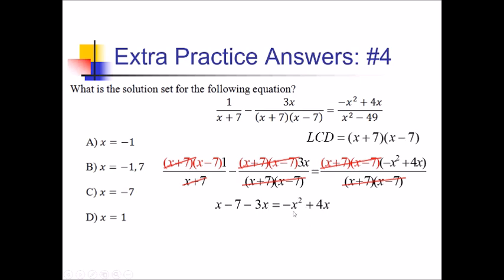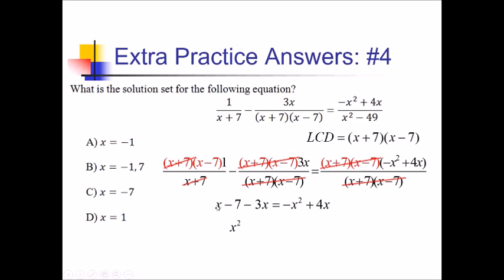At this point, I'm going to move everything over to one side and hope that I can maybe factor it or use a quadratic formula. I'm going to move everything over to the left because that's going to end up giving me a positive x squared. So adding x squared over to the left, and then let's see here.